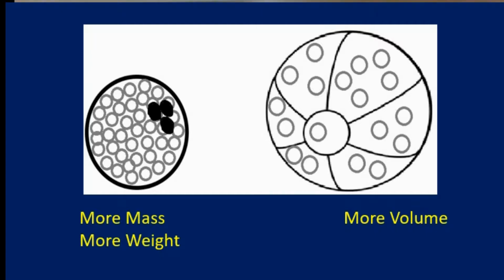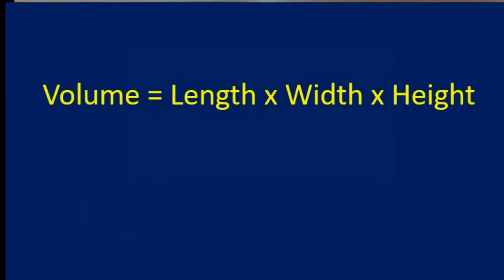There's 2 ways we can measure volume. One is just simply by multiplying the length times the width times the height. So here I have this cube, and if I just take this and I measure that it's 2 centimeters.